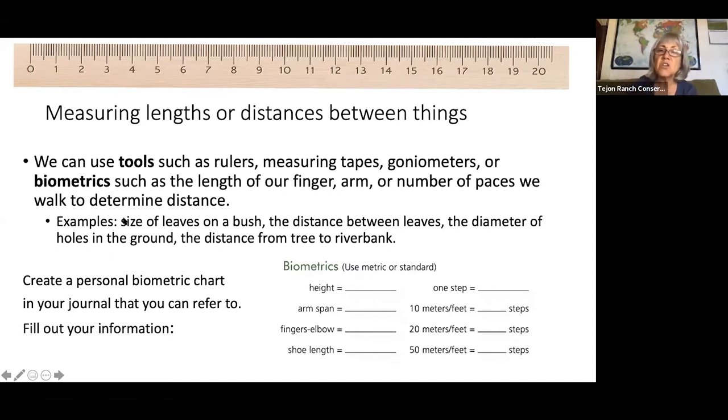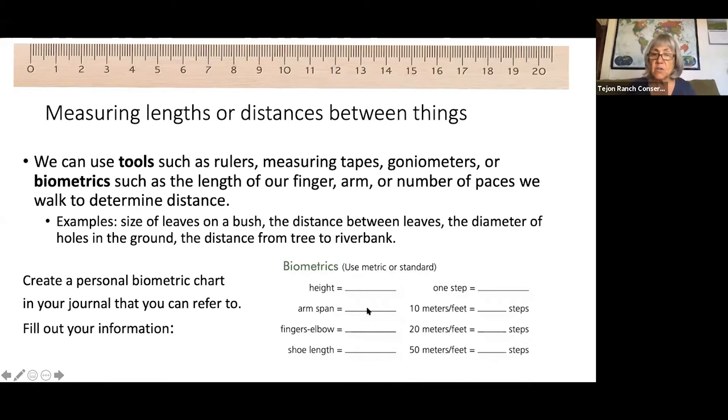You can also use biometrics. And in this particular case, I want you to copy this down and then take some measurements of these things, put them in your journal. So even if you don't have measuring tools with you, you will always have measurements that can be used just by using different parts of your body, your height, the span of your arm, the length.